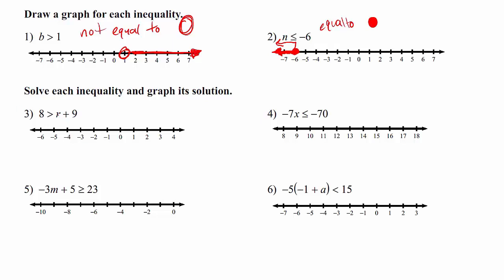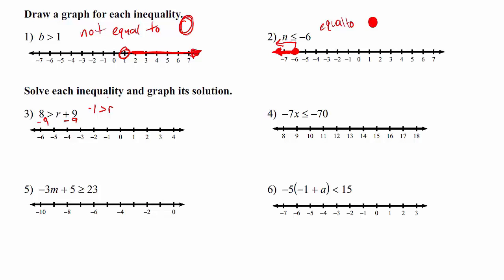So on 3, to get r by itself, just like in an equation, we're going to subtract 9 from both sides. 8 minus 9 is -1. We're going to keep it as greater than. We want to keep track of that inequality. There's only 2 reasons to change the inequality. And if it's greater than and it doesn't have an equal to symbol, there's not anything that we could ever do that would cause this to all of a sudden switch to an equal to. So make sure you're paying attention to your inequality as you go along.